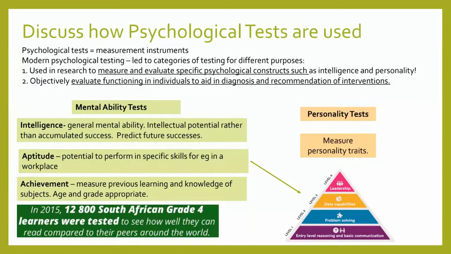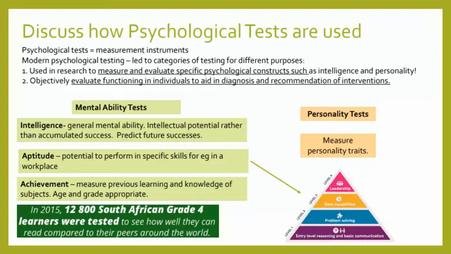So one of the purposes we use psychological testing for is in research, and we use it in research to measure and evaluate specific psychological constructs such as intelligence. Okay, so we use it in our research, and we did a personality test in our previous assignment and ICE task, and that is a type of psychological test, used to evaluate a specific construct like intelligence, like personality, like emotion.